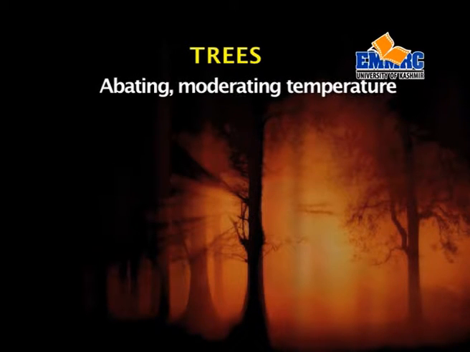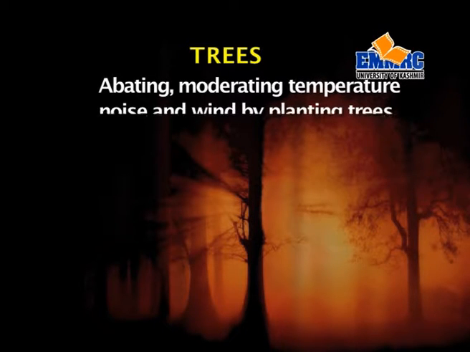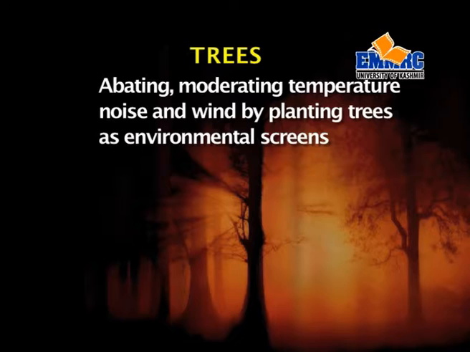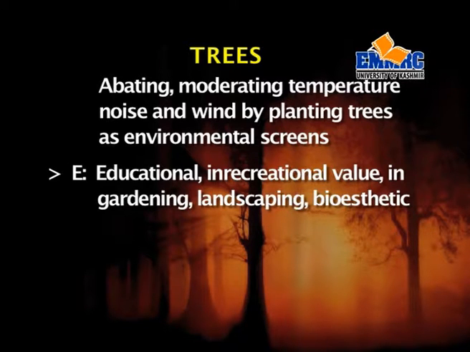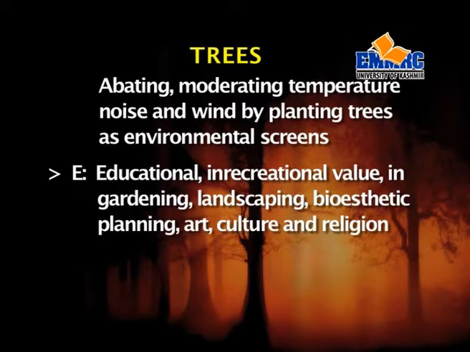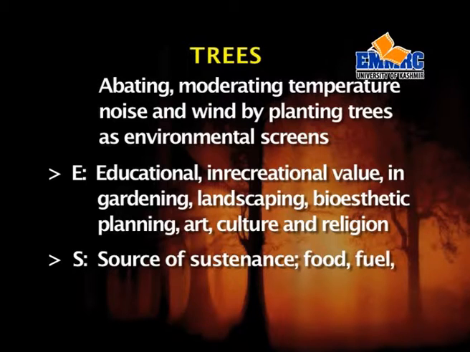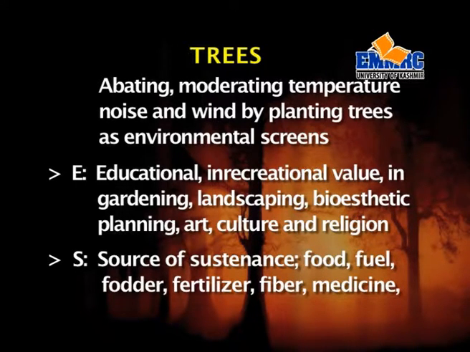E also stands for abating or moderating temperature, noise, and wind, as trees act as environmental screens, thus affecting the microclimate, for harboring wildlife, for maintaining biodiversity, and for conserving energy. The other E stands for educational and recreational value in gardening, landscaping, bioaesthetic planning, art, culture, and religion. S stands for source of sustenance, that is, it provides food, fuel, fodder, fertilizer, fiber, medicine, tannin, dyes, oils, etc.